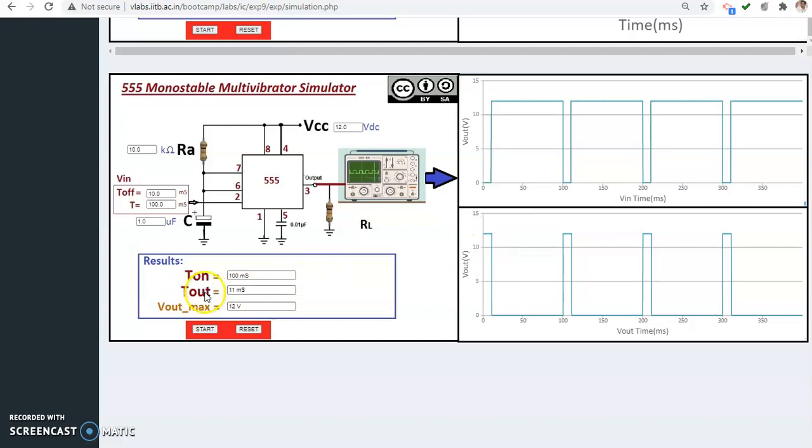So keep it in your mind. Please don't consider about this one. So I'm saying, how long does the LED glow? The LED glows for 11 milliseconds. Please all of you note down.